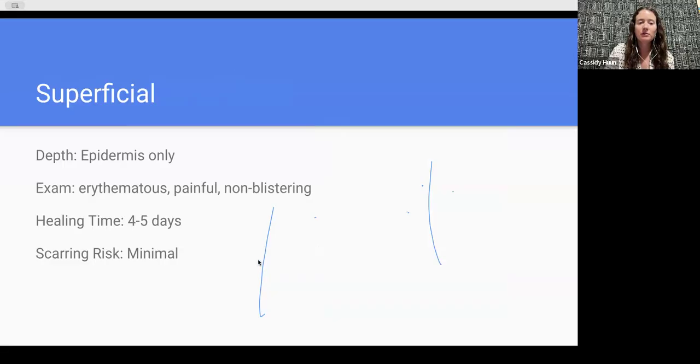So for a superficial burn, we're thinking the depth is the epidermis only. On your exam, the area will be quite erythematous. It'll be painful, but it should be non-blistering. These are things that will usually heal within 4 to 5 days, and the scarring risk is quite minimal.